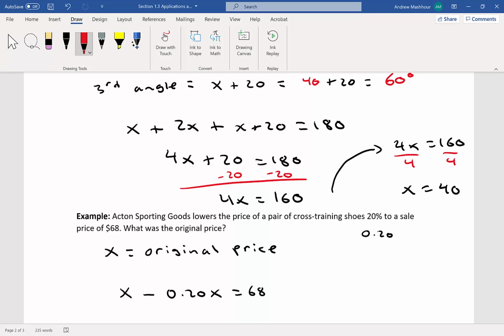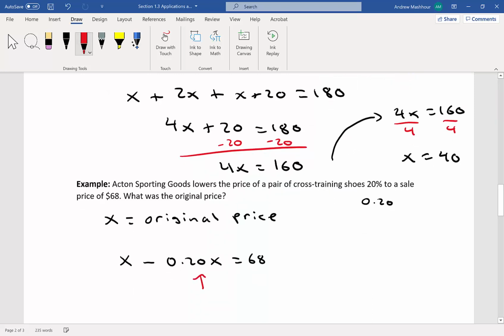Okay, now what this expression tells us right over here is the actual amount of money we're getting off of the shoe. So that would be 20% of the original price, and our original price we have as a variable of x. So now let's go ahead and solve this equation.